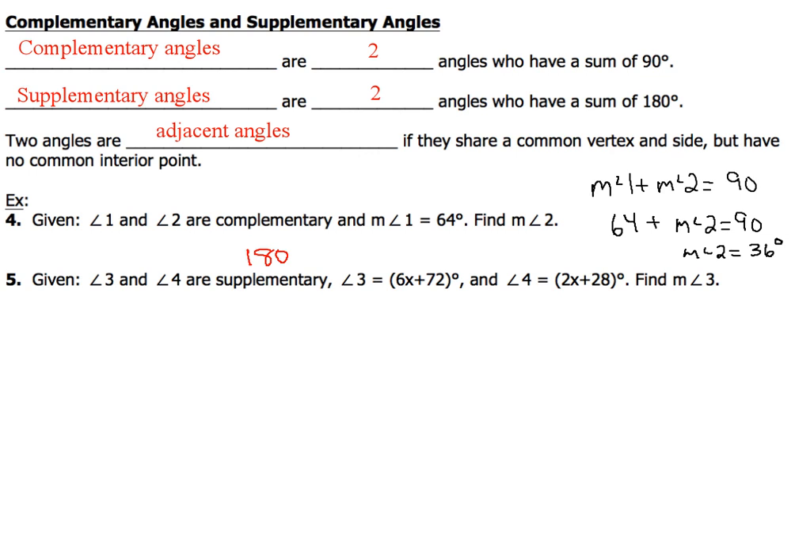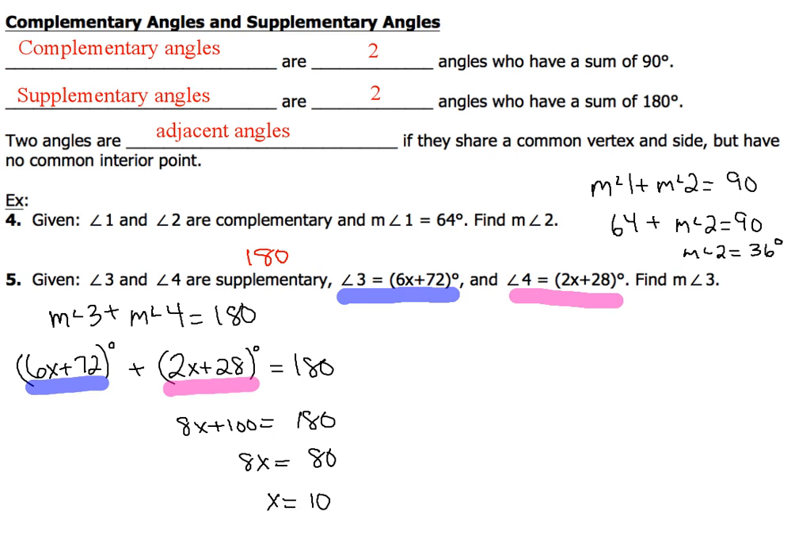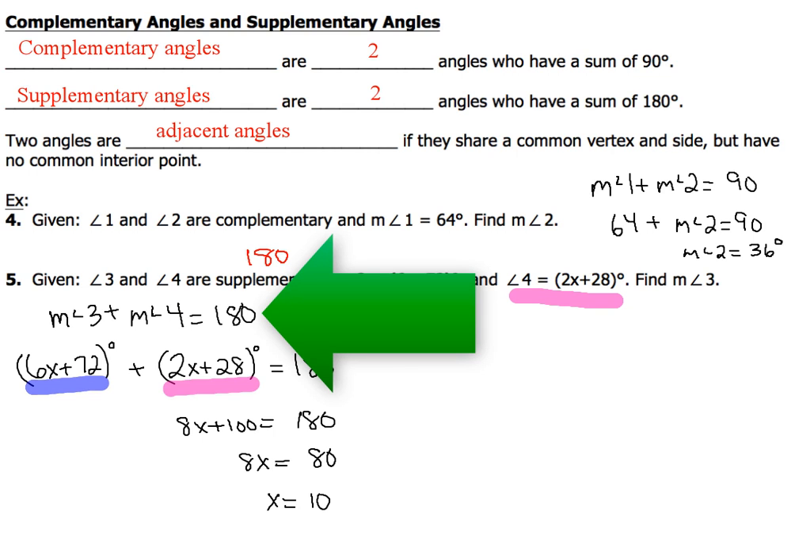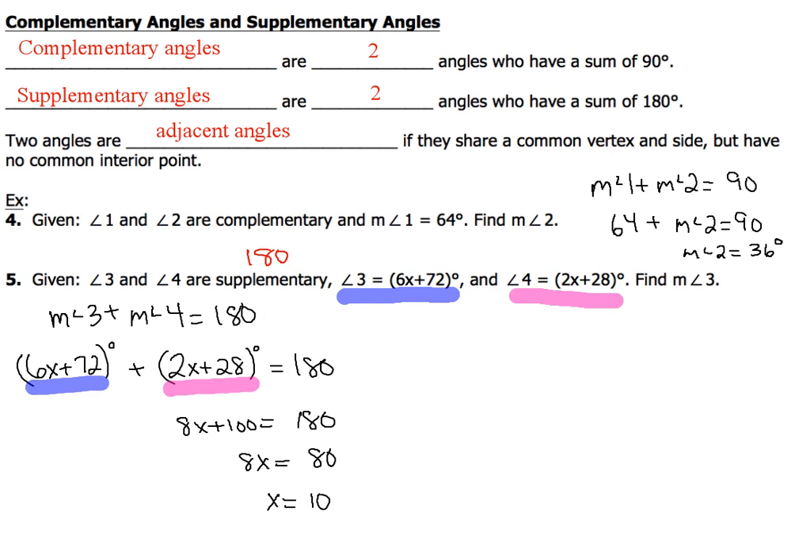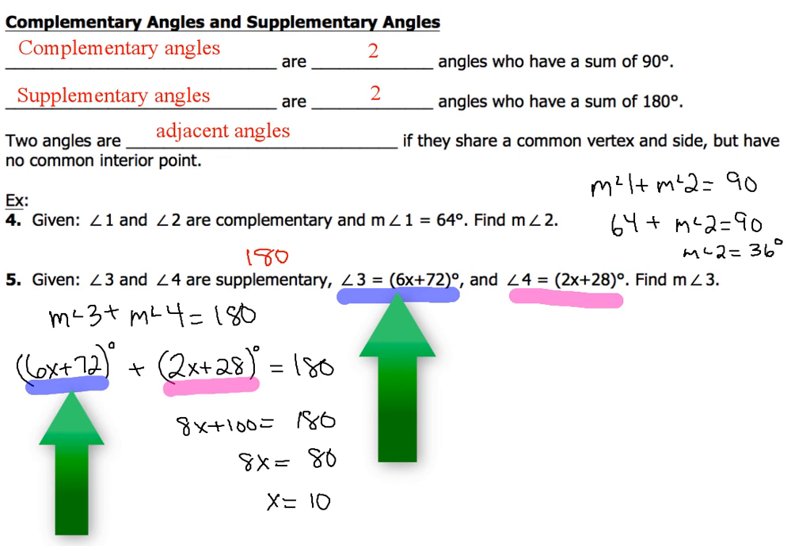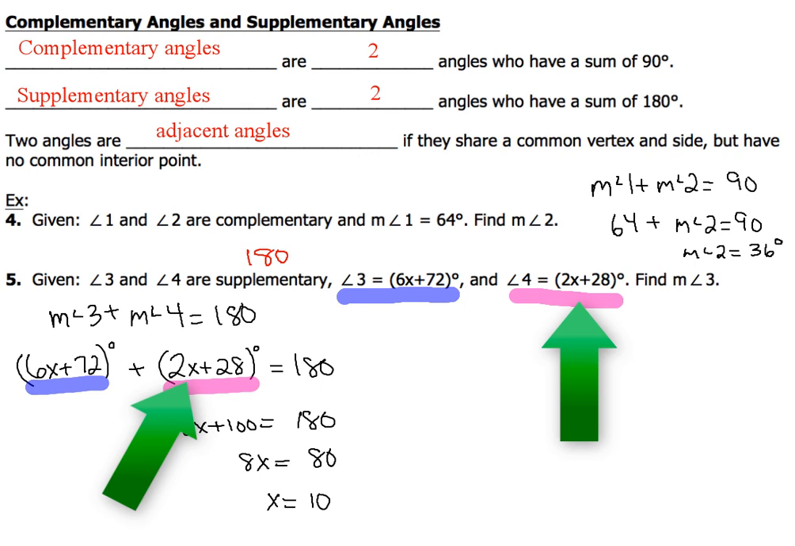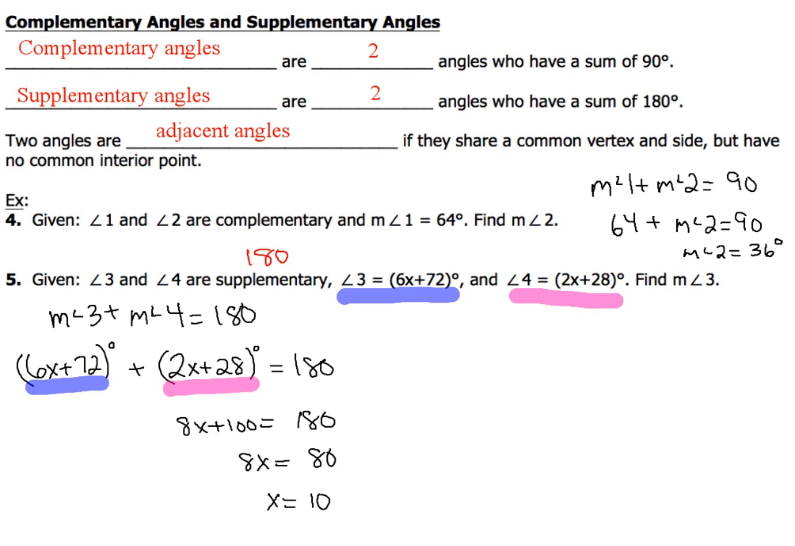So if you think you understand how to set this equation up, go ahead and do that by hitting pause and then continue playing the video to see if you set it up correctly. Here's what it would look like. So the first line of our equation is going to be taking the measure of angle 3 plus measure of angle 4 and setting it equal to 180. Now 6x plus 72 is going to be substituted in for the measure of angle 3, and 2x plus 28 is going to be substituted in for the measure of angle 4.